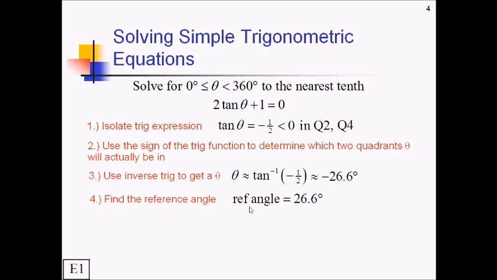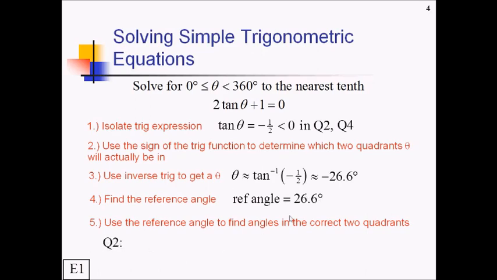And now we're going to use that reference angle to find the angles in the correct two quadrants, which we already figured out was quadrants 2 and 4. So to get a quadrant 2 angle out of 26.6, I have to start at 180 and go backwards 26.6, so 180 minus 26.6. That's going to be, let's see, 153.4 degrees. You could do it on a calculator just to verify it.